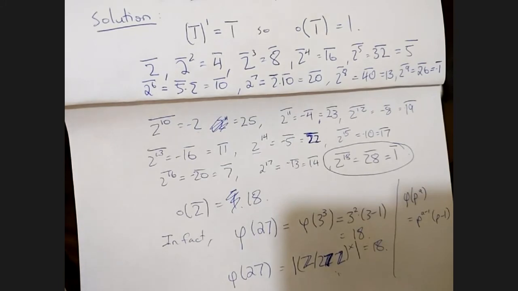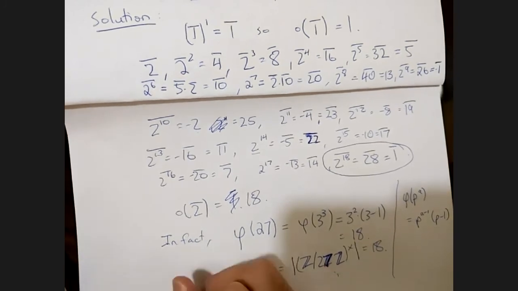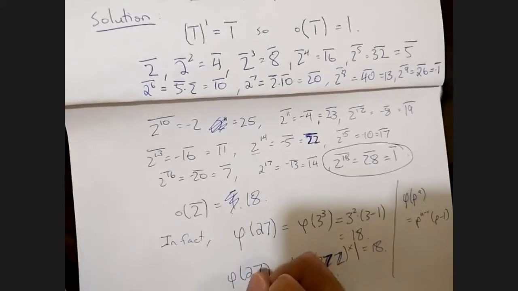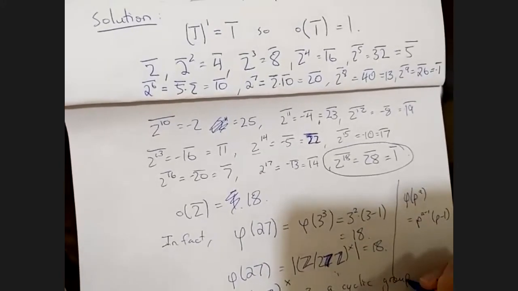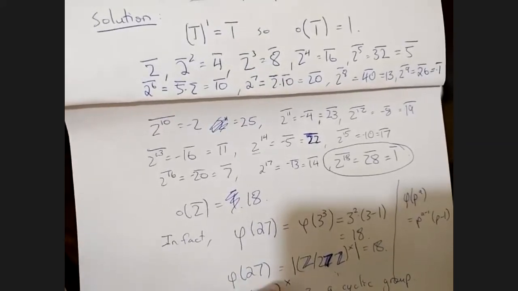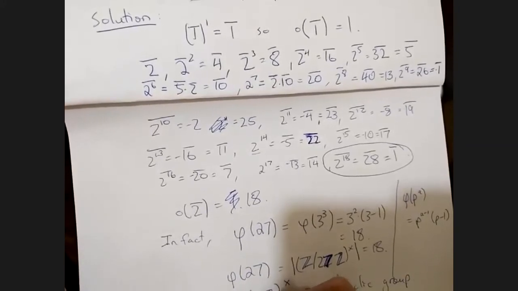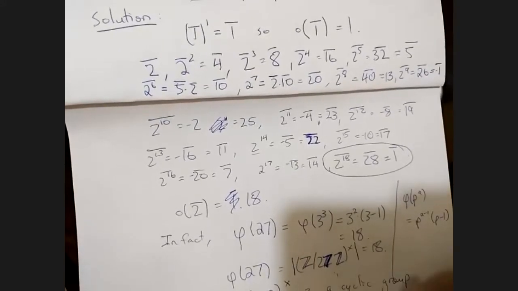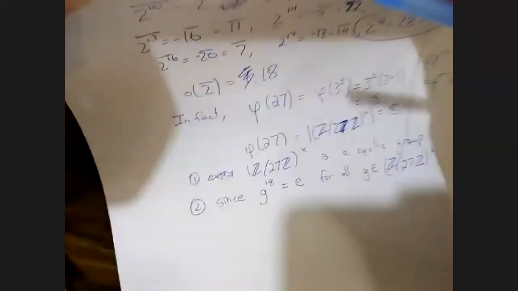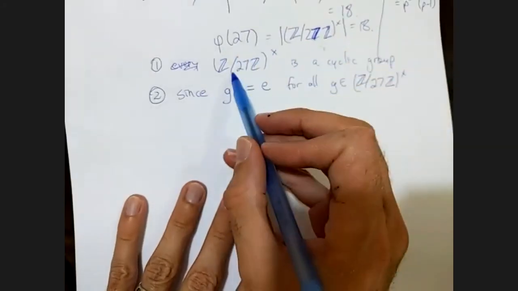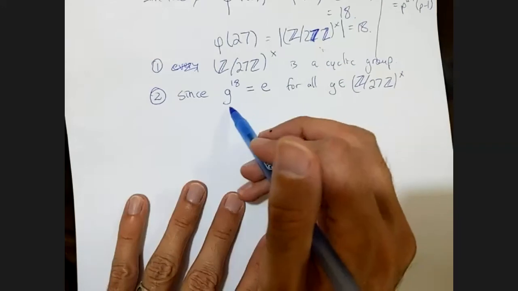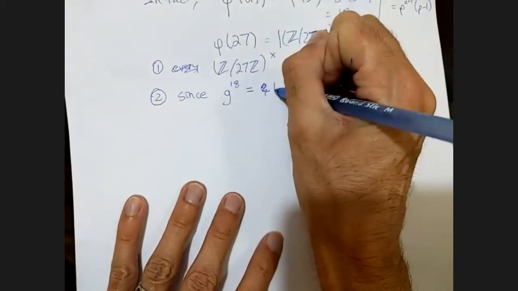Okay, so this tells us a couple of things. One, it tells us that Z mod 27Z cross is a cyclic group. Two, since there are 18 elements in Z mod 27Z cross, g to the 18th is the identity for all g in our group. Well, the identity is really just 1 bar.